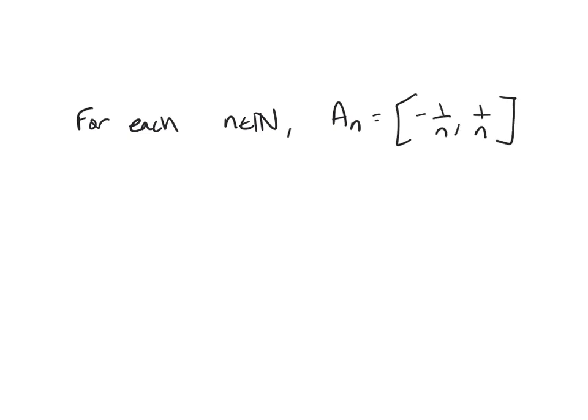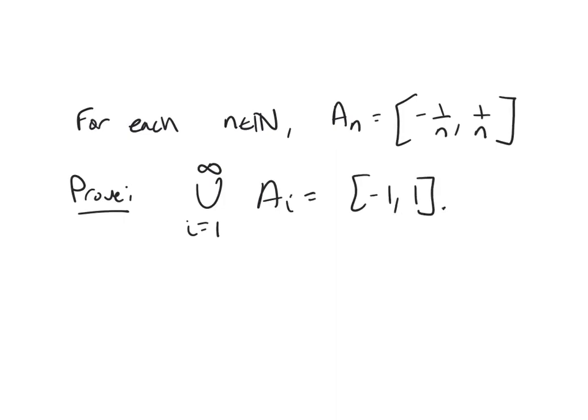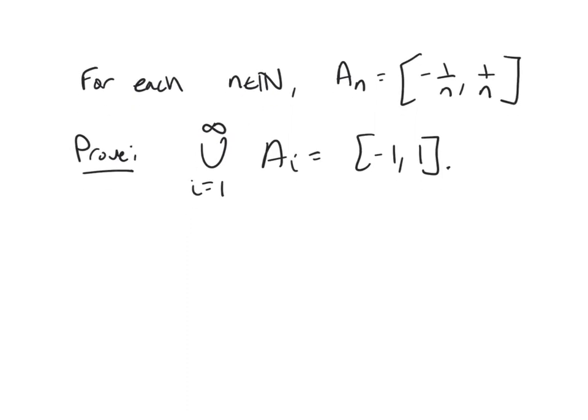So in our last video, remember we were looking at this example: for each n in the natural numbers, we defined A_n to be the interval from -1/n to 1/n. And I want us now to prove that the union from i equals 1 to infinity of A_i equals the interval -1 to 1. So here, remember what you're doing. You're proving that the set on the left equals the set on the right.